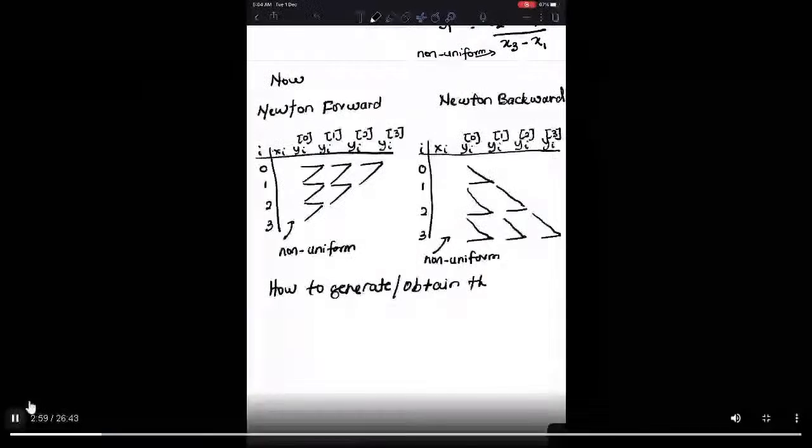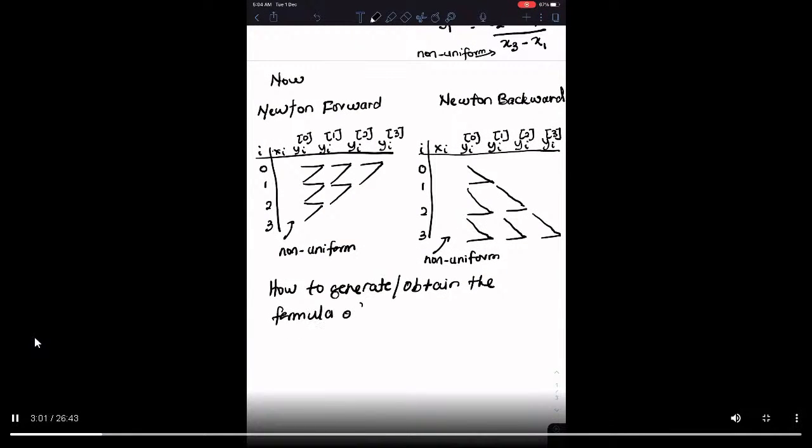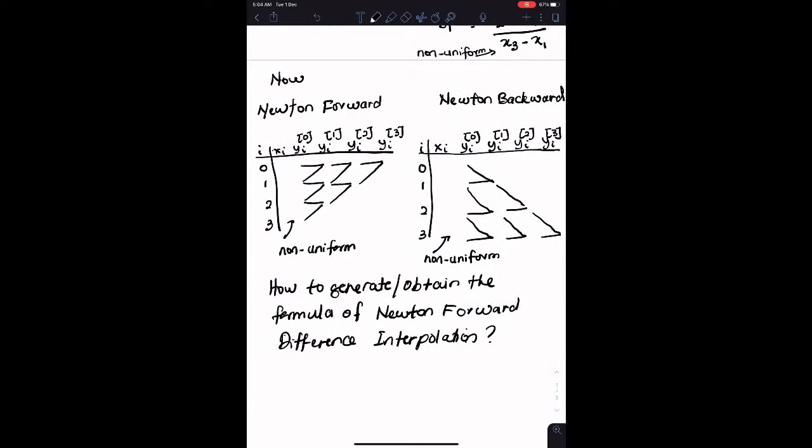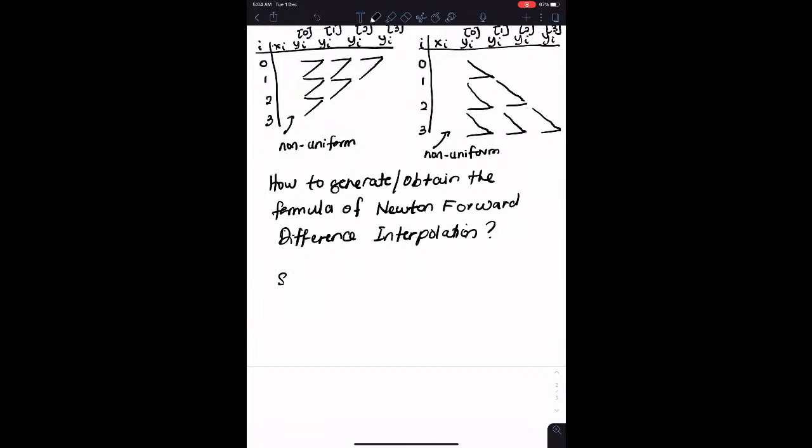Okay, so now, how do we get the formula from this table, for example, to find Newton forward and Newton backward? In this case, we are still applying the Newton polynomial, the formula that we use for Newton divided difference.